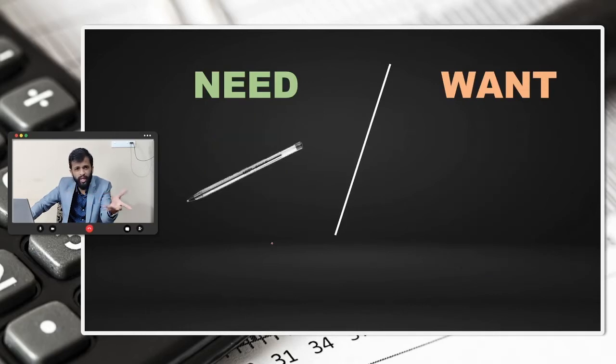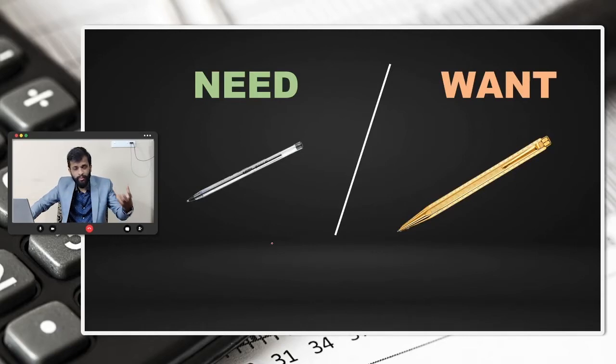Maybe a pen to write was enough, but then when you go to the shop, you see this gold plated pen and you want that pen. So here the need has changed into want. Something that you could buy with little money, now you want more money to buy for the same task to be done. Whatever you could do with that simple pen, now you want to spend a little more to do the same job. Nothing changes, right? Only thing, the pen looks different.